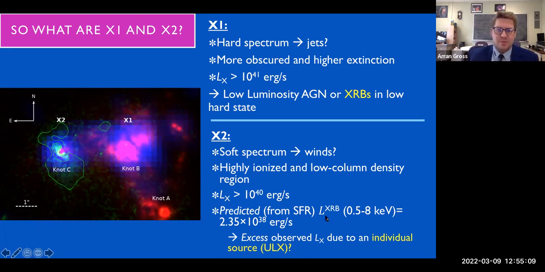But if we model how much expected X-ray luminosity we would get from an ensemble of X-ray binaries using this relation from Mineo et al., just pushing through the H alpha luminosity for this region, we would expect X-ray binaries to contribute about 10^38 ergs per second luminosity in the X-rays, 2 orders of magnitude lower than what we actually see. So to explain this, we think it's either X-ray binaries, but most likely one individual ultraluminous source that can actually produce this level of X-ray radiation.